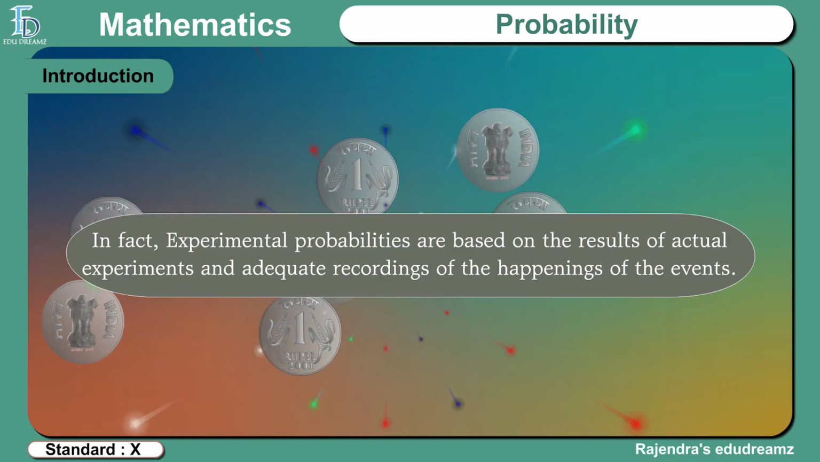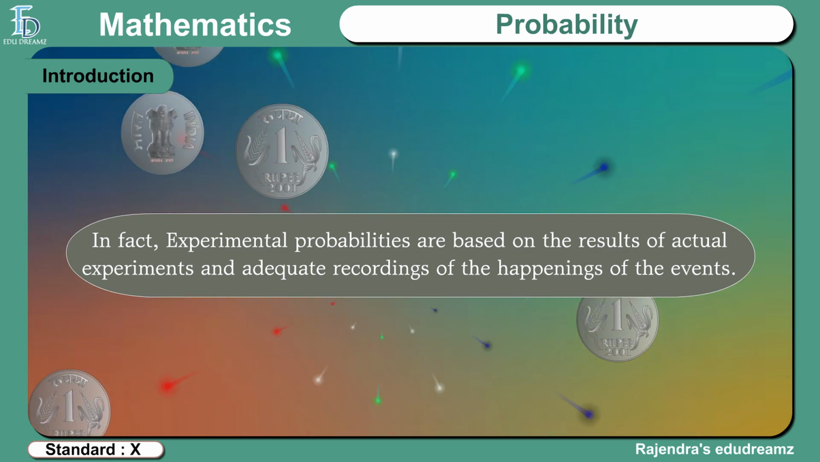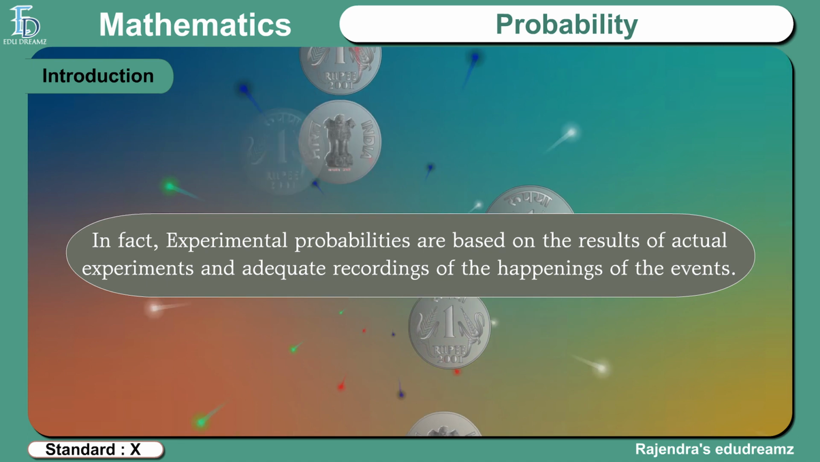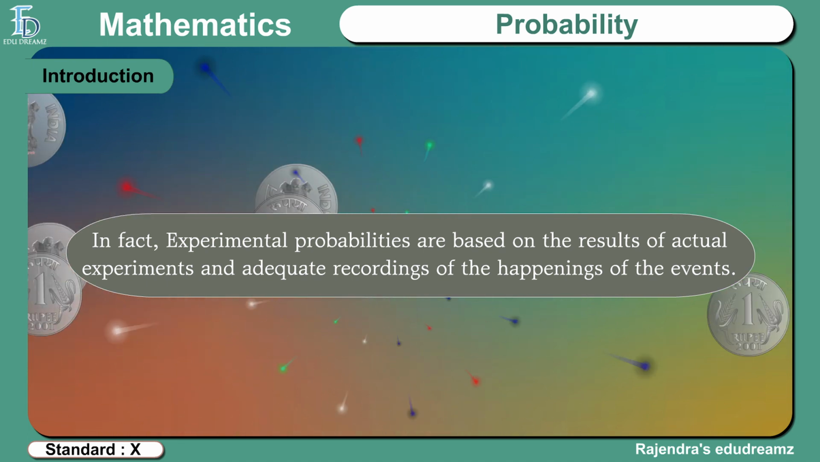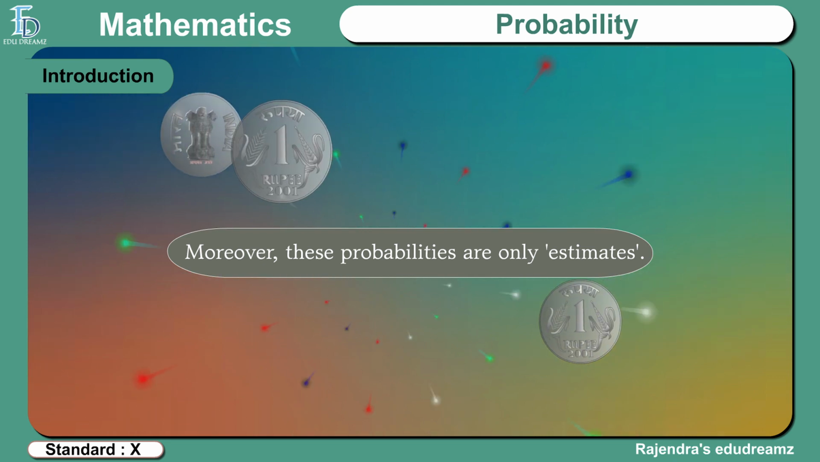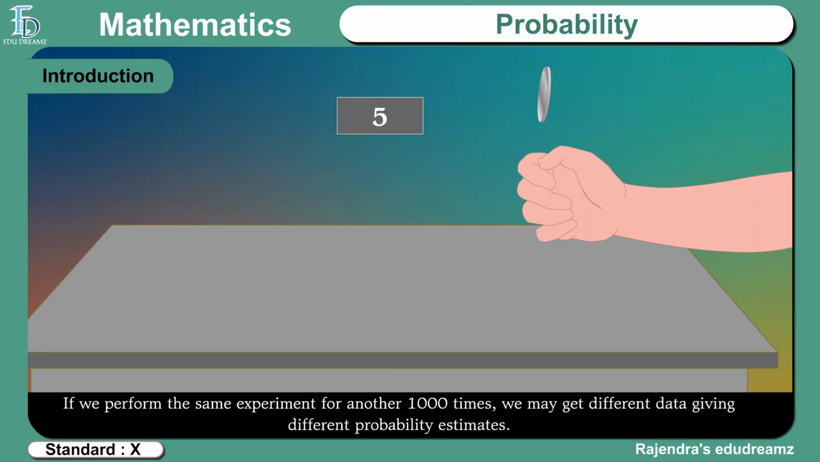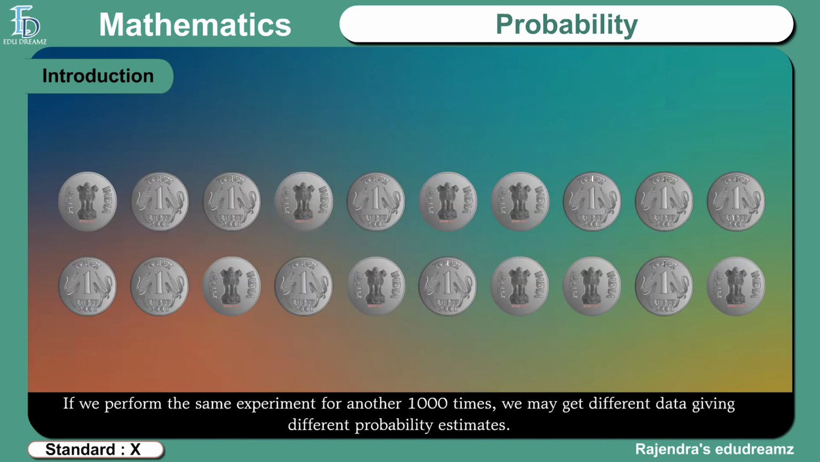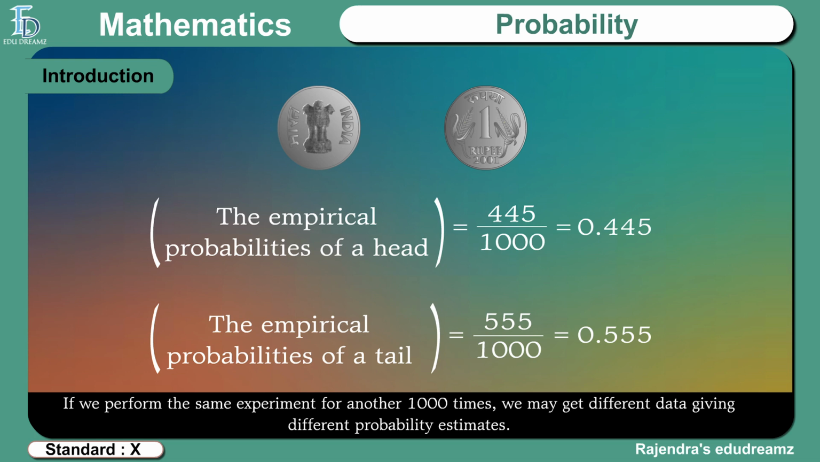In fact, experimental probabilities are based on the results of actual experiments and adequate recordings of the happenings of the events. Moreover, these probabilities are only estimates. If we perform the same experiment for another 1000 times, we may get different data giving different probability estimates.